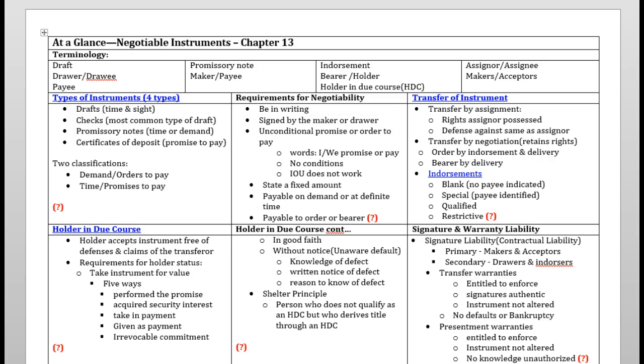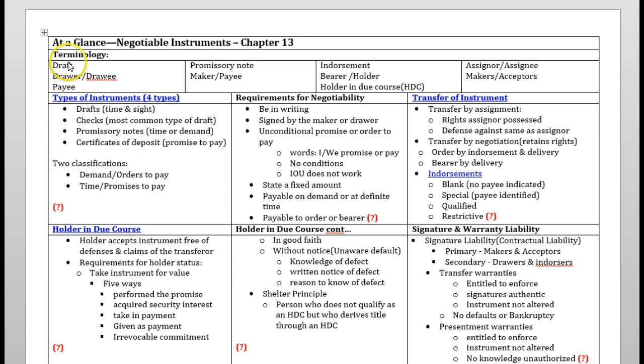So we're looking at negotiable instruments, and that's chapter 13. Terminology I'm going to go over, and then we'll delve into the instruments in this first lecture, or overview. We're going to be looking at some really interesting terminology, and it's going to be confusing. So let's turn this into layman's terms.